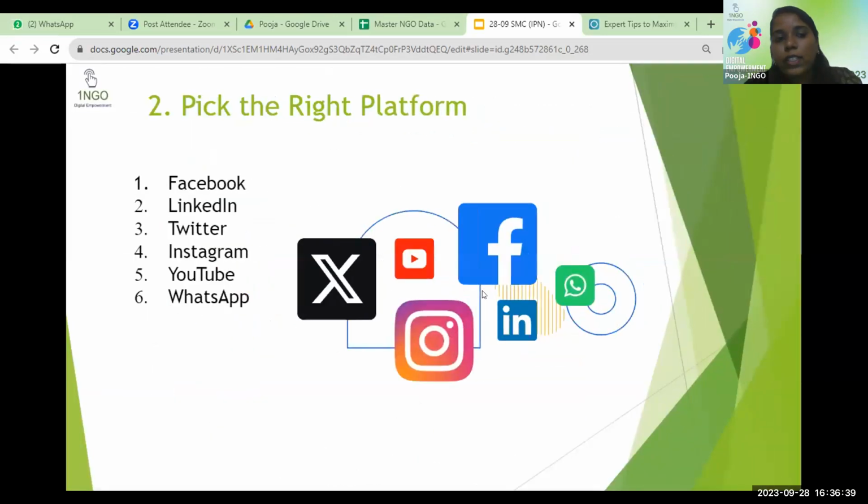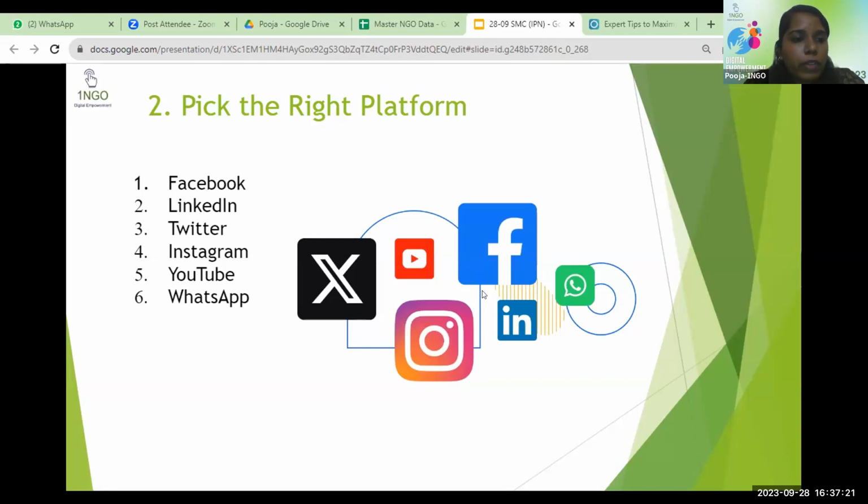The second point is picking the right platforms. So each platform that you see here has its own strengths and user demographics. So most of you might have used Facebook, LinkedIn, Twitter, Instagram, YouTube, WhatsApp, right? So coming to Facebook, it is the most popular social media platform in the world. So users are evenly distributed, and the age group that usually uses Facebook is especially above 40 years. That is the demography that you can see.